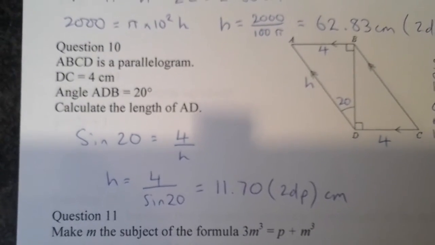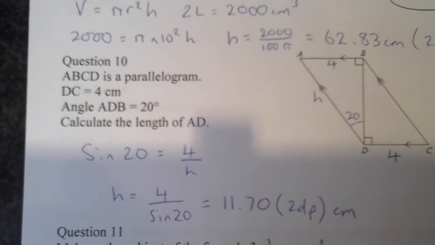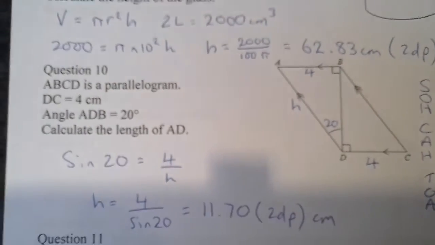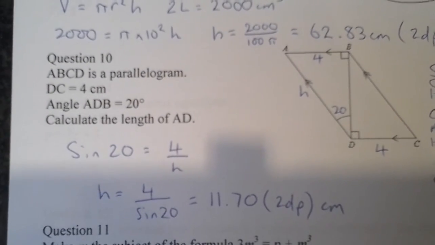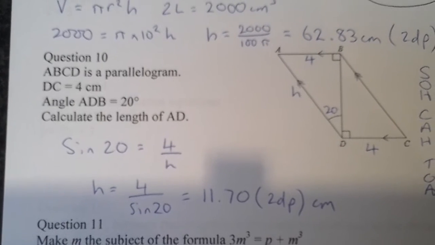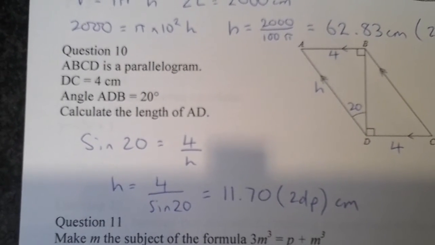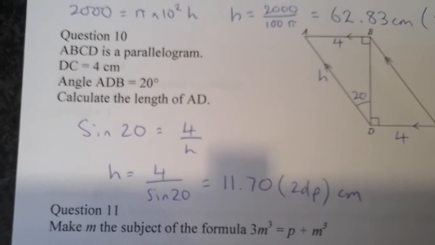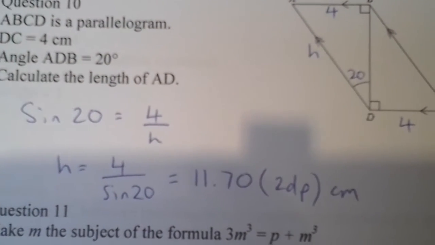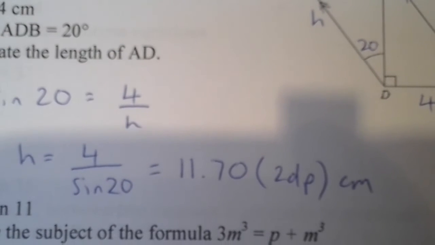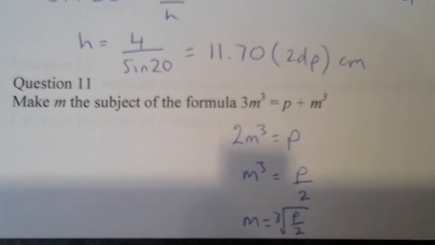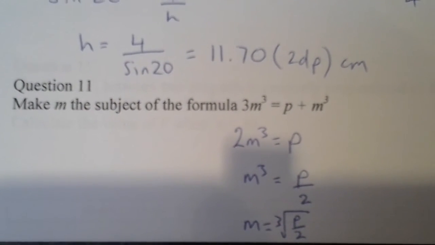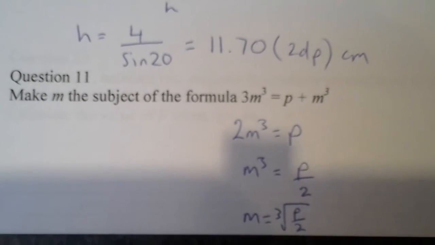Question 10, trigonometry question. Label the sides, so the height, the top of the parallelogram is 4, the longest side is the hypotenuse, so you're going to use sin, rearrange the equation to make h the subject, and you get 11.70 rounded to 2 decimal places. Don't forget the units.